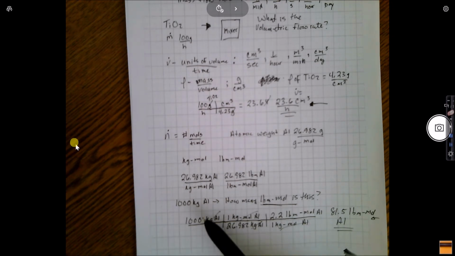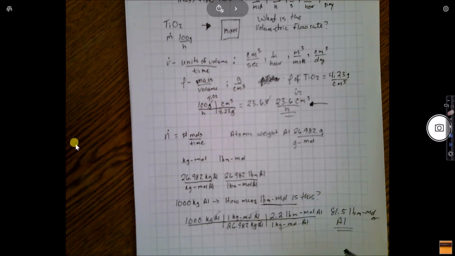So we had 1,000 kilograms of aluminum. We wanted to know how many pound mass moles that equated to. So we set up our railroad track method. We start off with 1,000 kilograms of aluminum. We know based on the periodic table that there are 26.982 kilograms of aluminum in 1 kilogram mole of aluminum. The conversion factor we use to go from kilograms to pound mass is the number 2.2. So we plug and chug and we get 81.5 pound mass moles of aluminum.